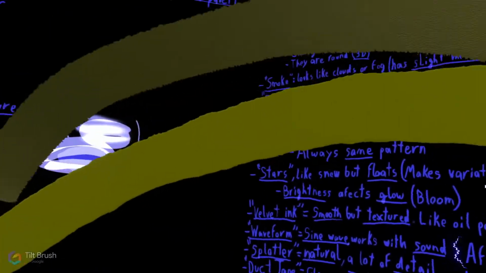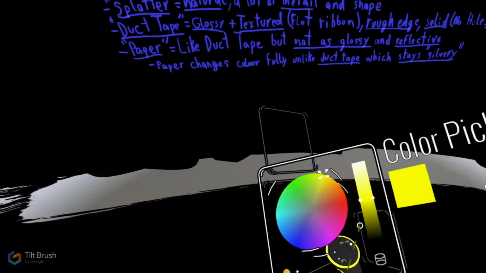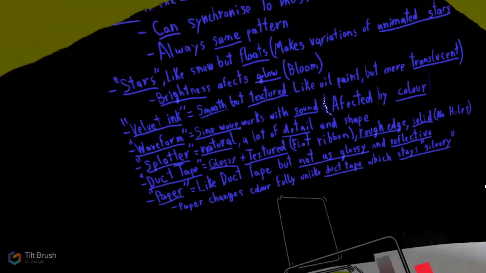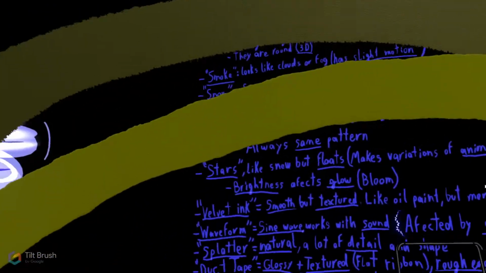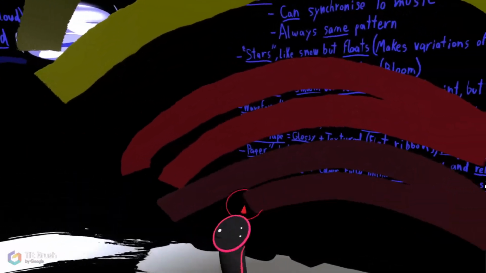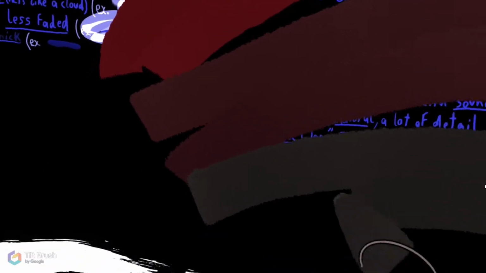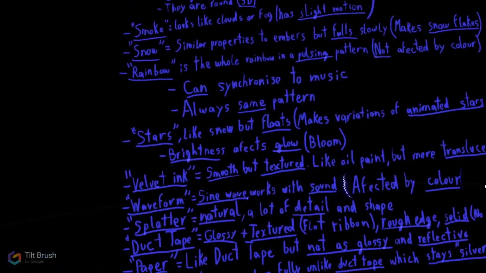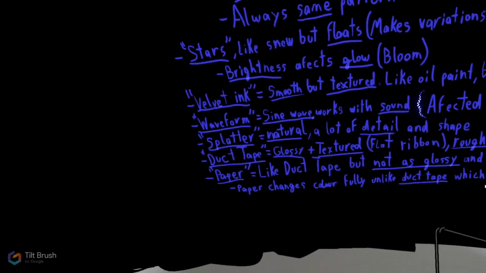And last thing is paper changes fully, unlike duct tape, which stays silvery. So let's say you would pick, and you can already see this by the color shades. This is a much brighter color. This stays more of a silvery color. So look, that's red. If you go with duct tape, it doesn't actually produce a full strong red. It produces more of a dark red because it wants to stay with its silvery touch of color. So if you want a stronger color, you should go with paper. If you want more of a metallic color, then duct tape is a very good choice.